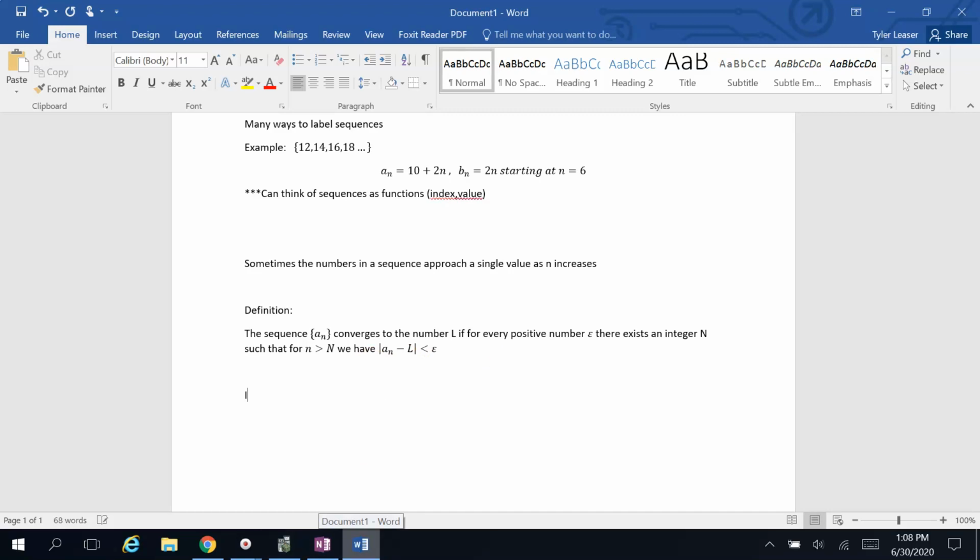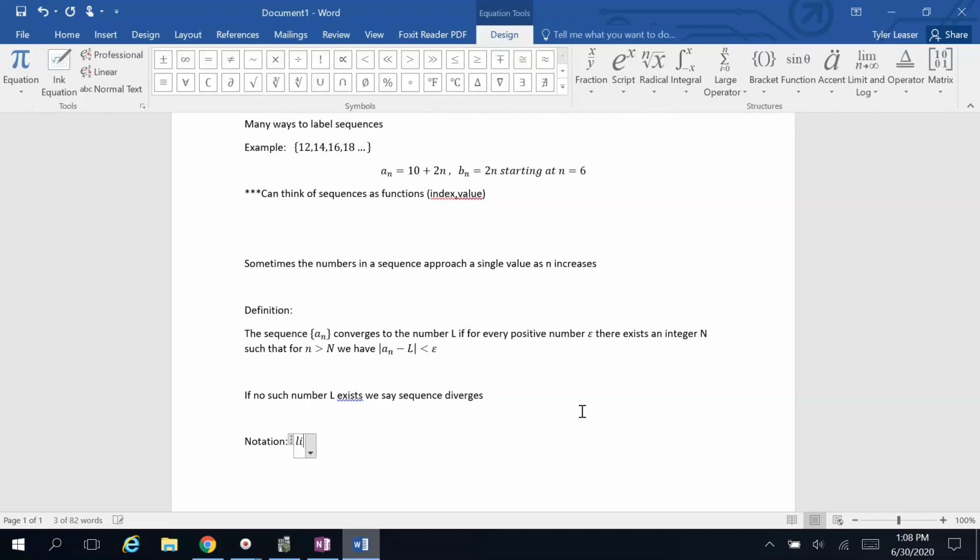One more thing to add on to this definition here. If no such number L exists, we say that the sequence diverges. Otherwise, we say it converges to L. All right, and there's some notation to this.